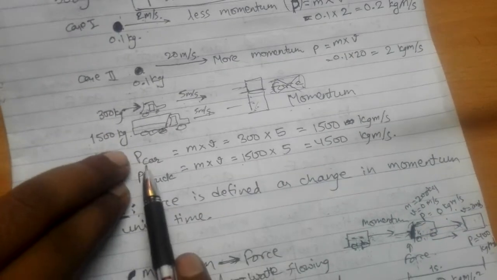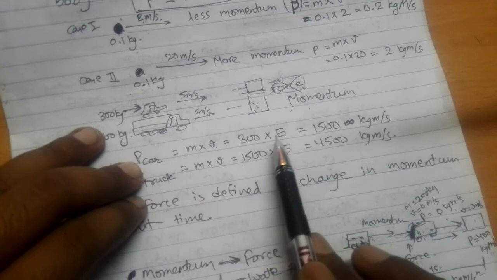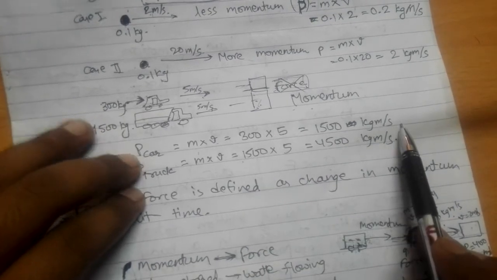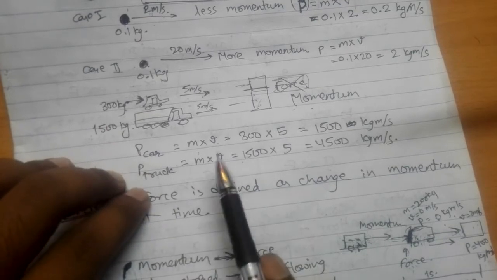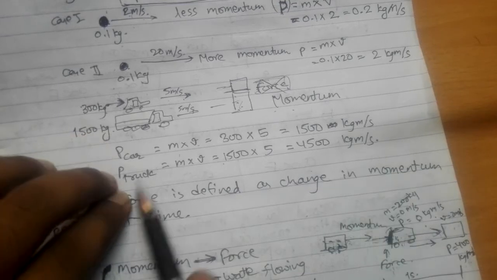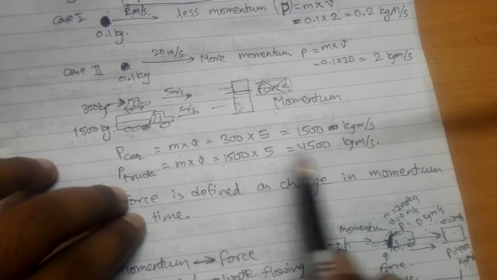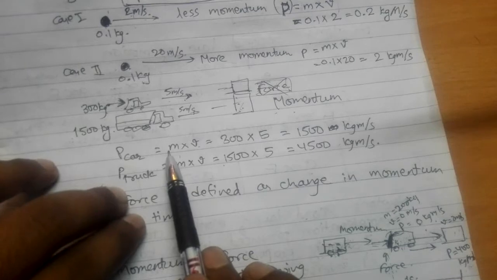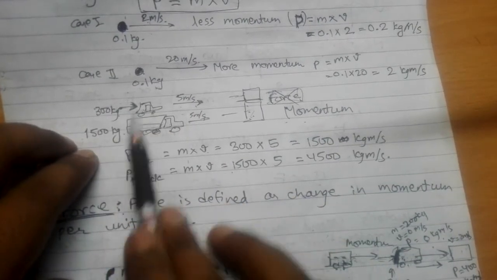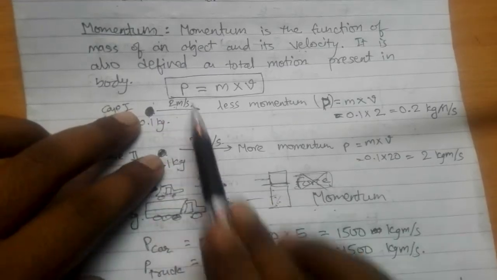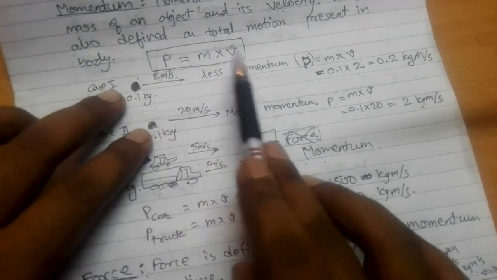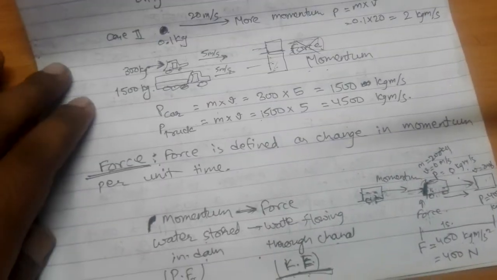Definitely, for the car, the momentum is mass 300 kg and speed 5 meter per second. That means 1500 kg meter per second. And for the truck, mass 1500 kg and speed 5 means it has 7500 kg meter per second. So the truck has 5 times as much momentum as the car. Okay, so here, keeping the speed constant, momentum depends on mass. Here, keeping the mass constant, momentum depends on speed. So momentum is a function of mass and speed or velocity.